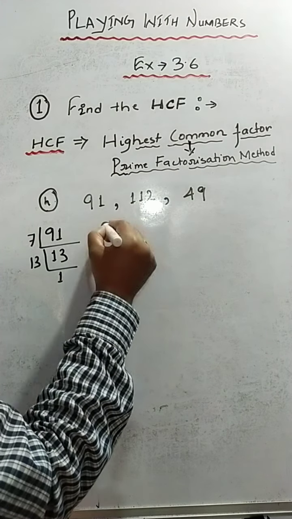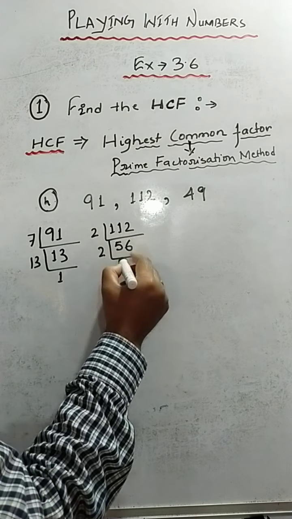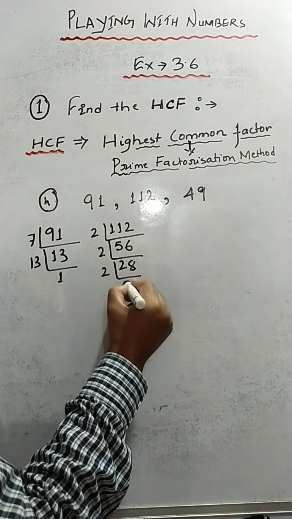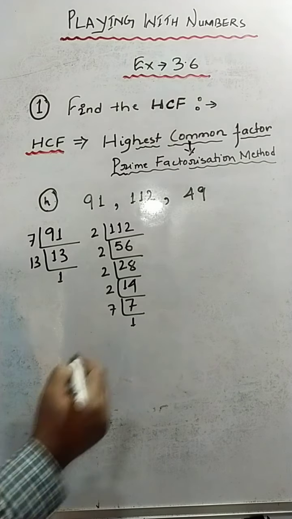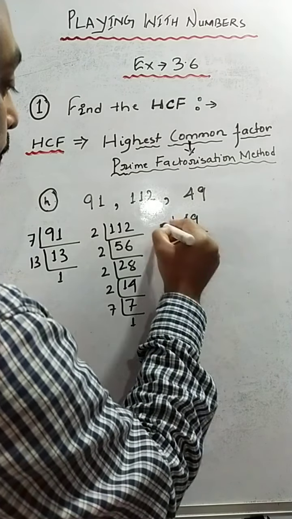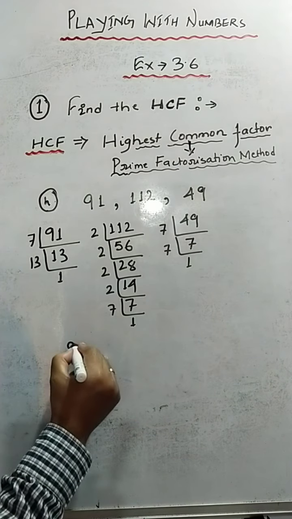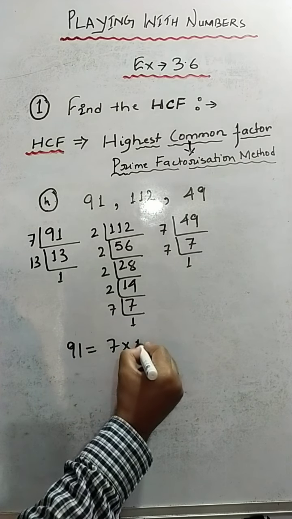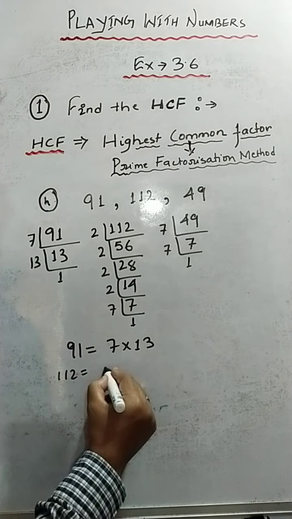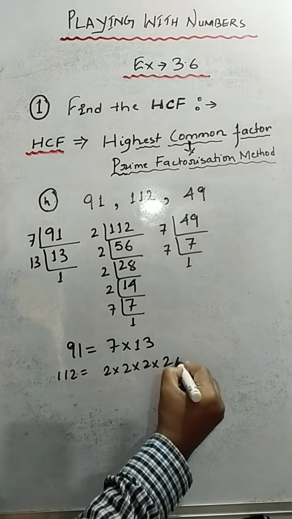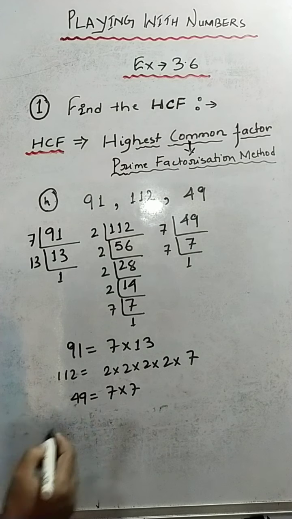So 112 is divisible by 2, absolutely. 2 56s are 112, 2 28s, 2 14s, 2 7s are 14, and 7 1s are 7. And 49 is what? 7 7s are 49, and 7 1s. So let's write all the factors. That is 7 into 13. Now 112, how many 2s? 1, 2, 3, 4. So four 2s, and then we'll write 7. And then 49 is 7 into 7.